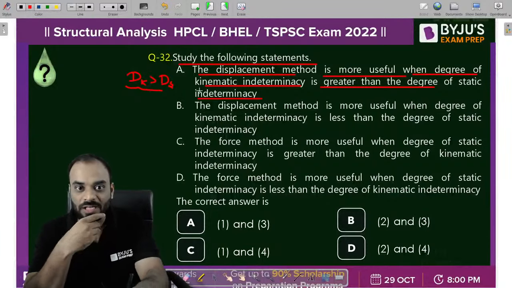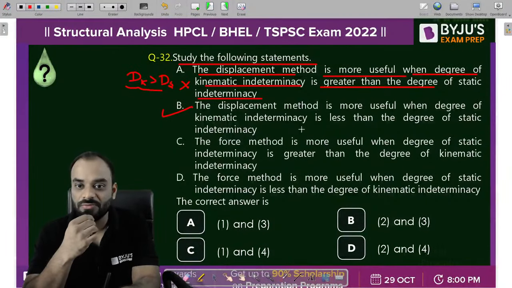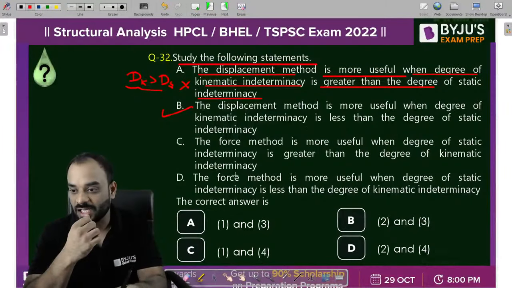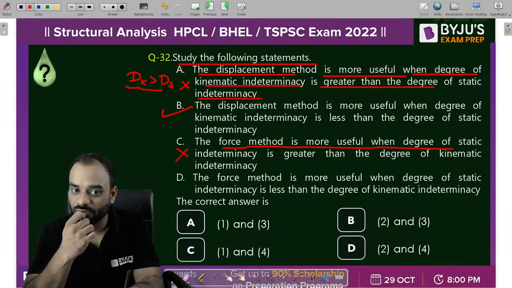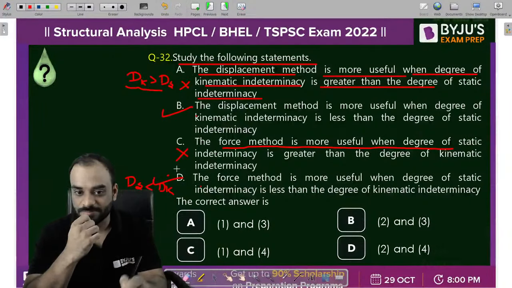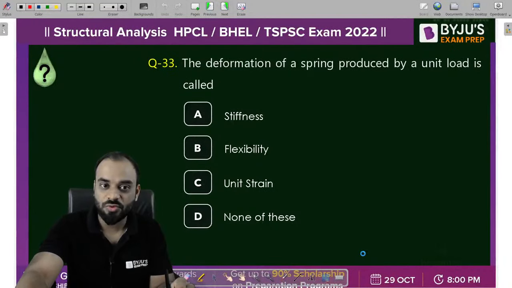Correct? Now tell me, guys, for this one, the statement is wrong. What about the second statement? It is correct. That means displacement method will be more useful when the degree of kinematic indeterminacy is less than the static one. The force method is more useful when the degree of static indeterminacy is greater than the kinematic one. No, guys. So D is the correct one. B is correct one, because in force method, the DS value should be lesser as compared to DK. So B and D are the correct answer. That means D.